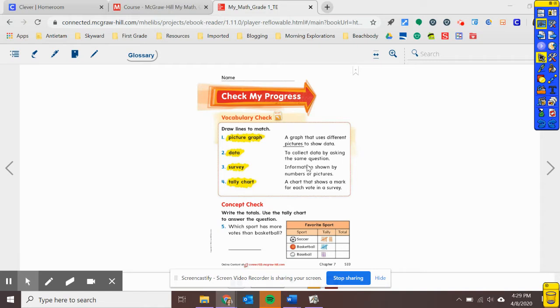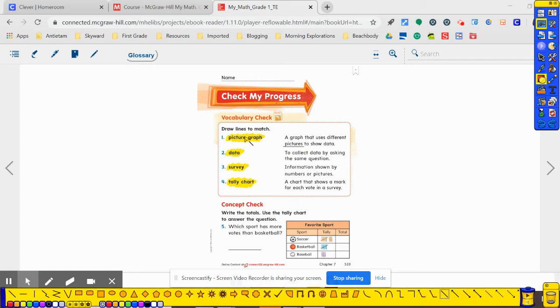All right, so the first thing we're going to do is look at some vocabulary. So I'm going to read the different vocabulary phrases on this side. So we have pictograph, data, survey, and tally chart. So we need to figure out, where do they match? So let's see. This first definition says a graph that uses different pictures to show data. I underlined that word pictures because it's pretty important. It helps us figure out which one of these it goes to.